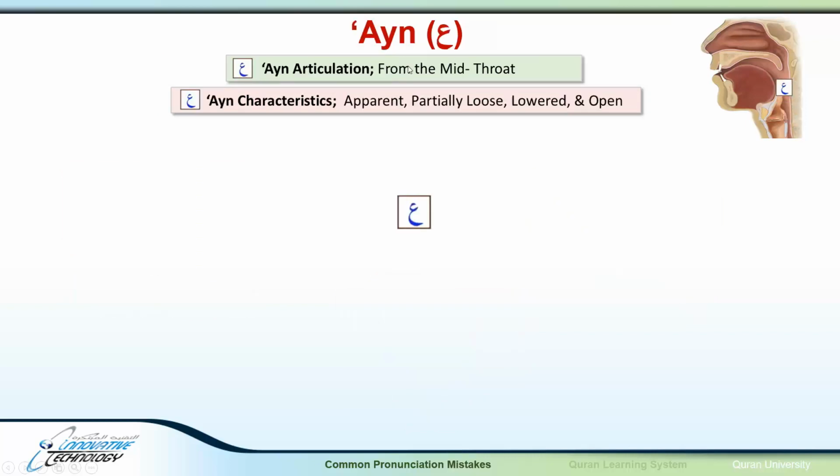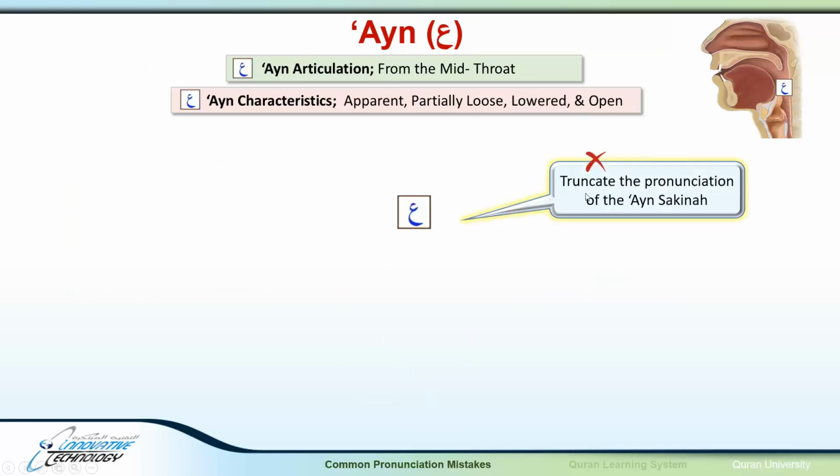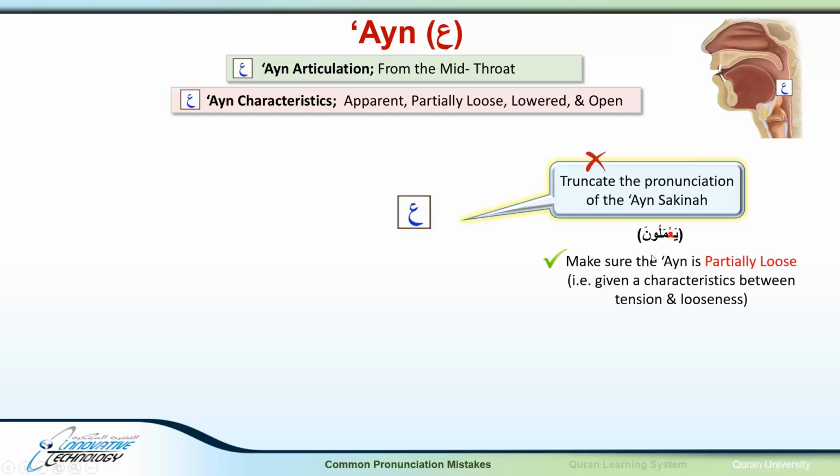Now we proceed to discuss the Ain common mistakes. First mistake is truncating the pronunciation of the Ain when it is sakina, when it has sukun. Example, يعملون. This is wrong. The right way of pronouncing it is يعملون. So the Ain should be clear.